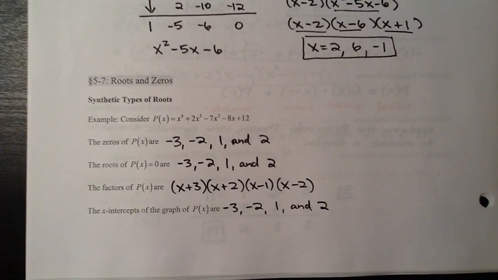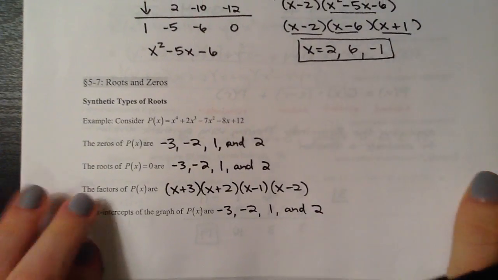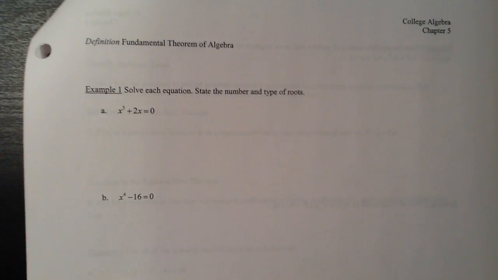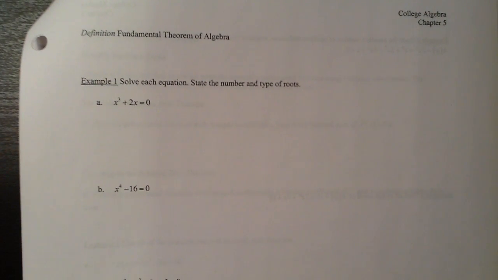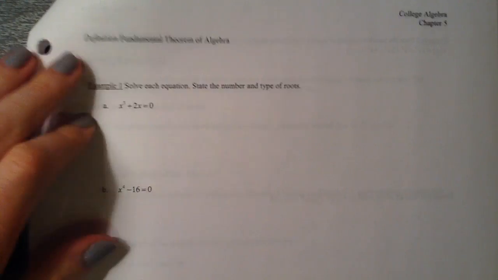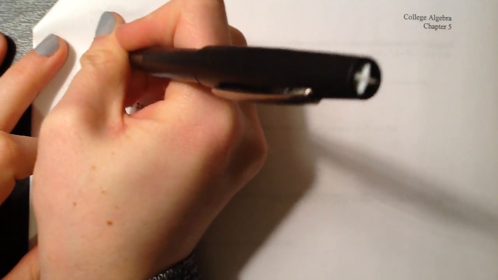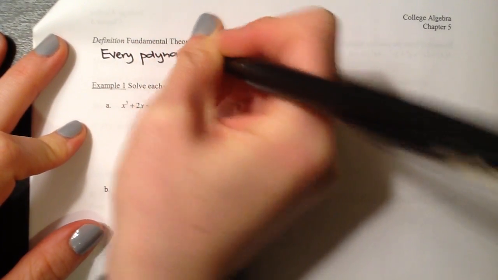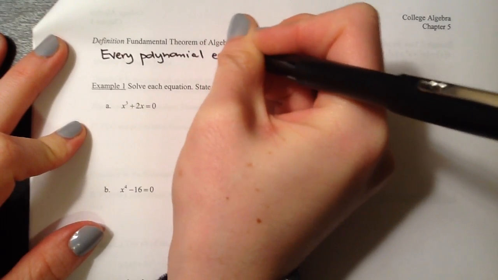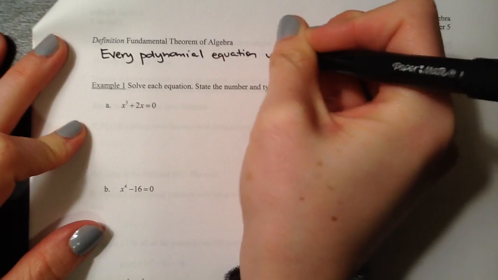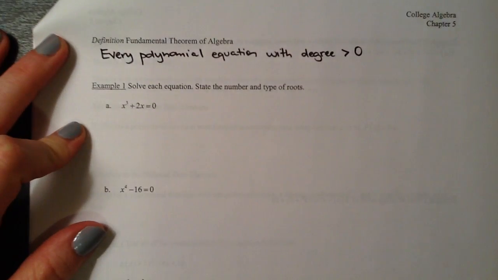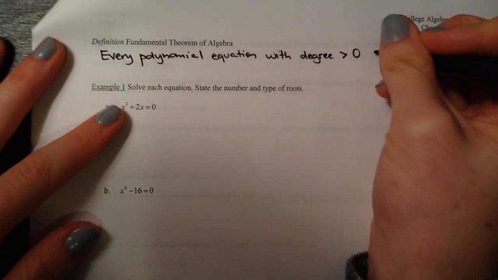All right, so keeping that in mind and knowing that we have different ways to talk about the same thing, let's look at the rest of the section, all about roots and zeros of functions. So we've got this fundamental theorem of algebra. It's a very basic theorem that should totally make sense, but we're going to write it down anyways. So what the fundamental theorem of algebra tells us is that every polynomial equation with degree greater than 0 has at least one root.